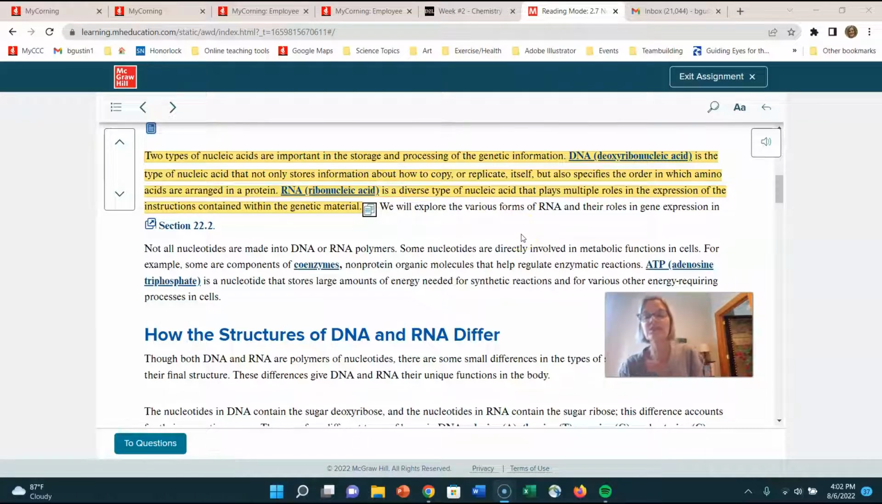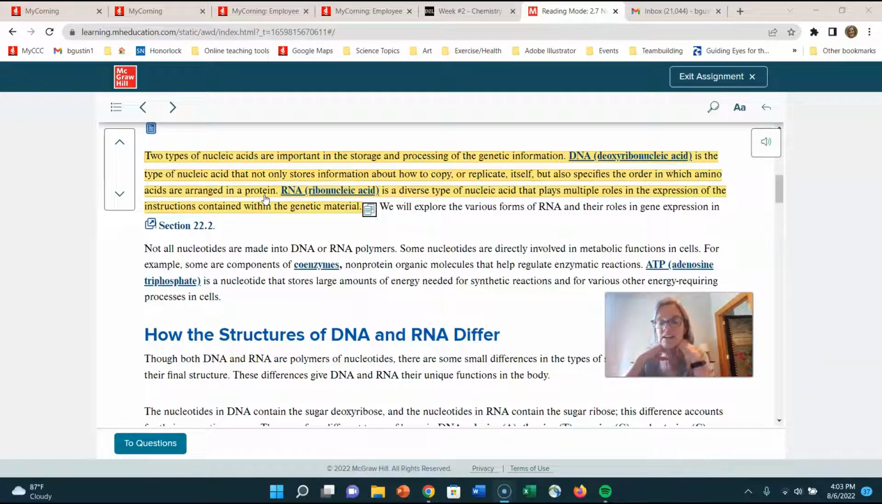And DNA stands for deoxyribonucleic acid. You don't have to memorize that. But it's a nucleic acid that stores information about how to copy and replicate itself. And it says, but also specifies the order in which amino acids are arranged in a protein. So DNA contains the instructions on how to make all the proteins. And remember I said, when you look in the mirror, you see proteins. So DNA is the instructions on how to make all the proteins.